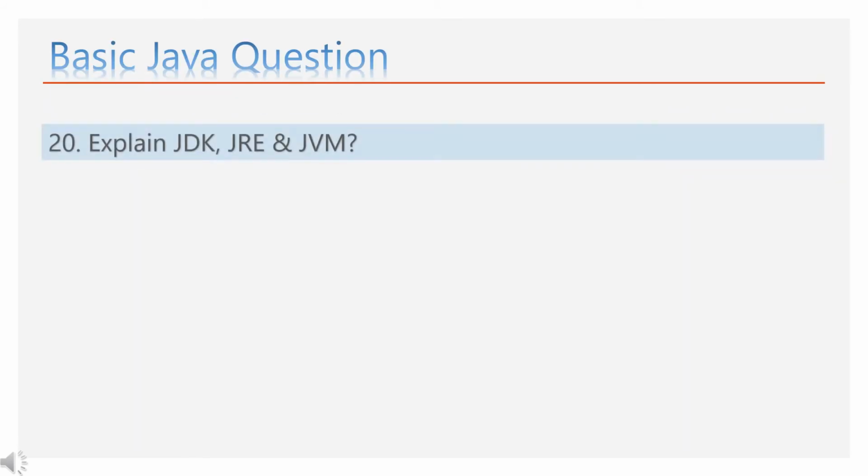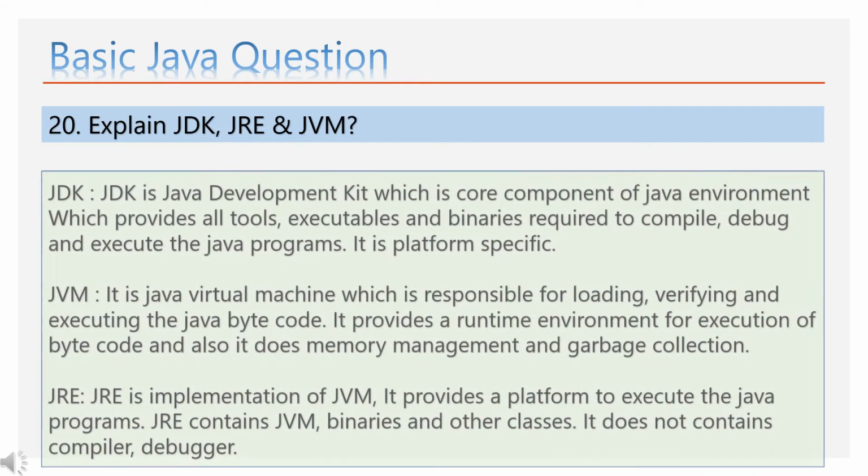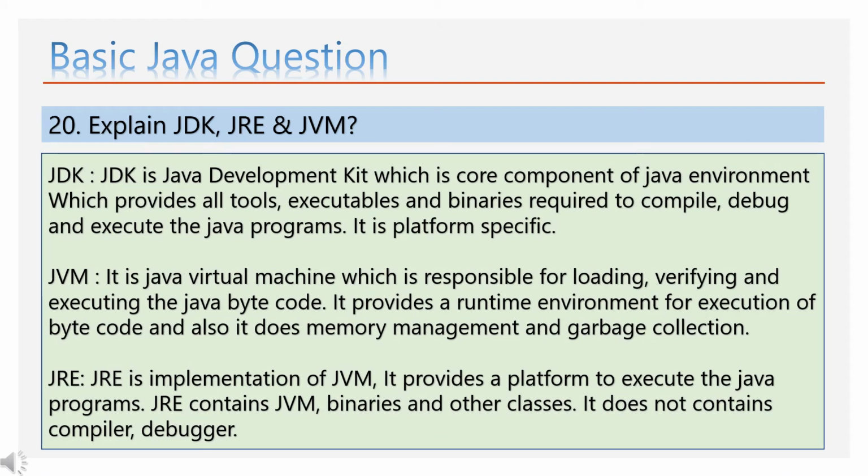Explain JDK, JRE and JVM. JDK is Java Development Kit, which is the core component of the Java environment, which provides all tools, executables, and binaries required to compile, debug and execute Java programs. It is platform-specific. JVM is Java Virtual Machine, which is responsible for loading, verifying and executing Java bytecode. It provides a runtime environment for execution of bytecode and also does memory management and garbage collection.